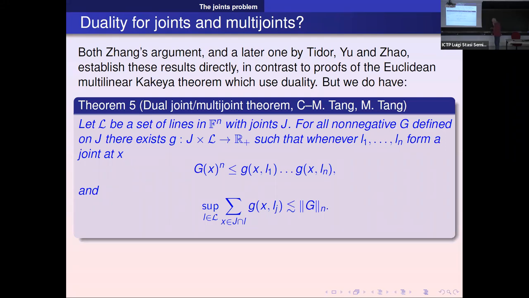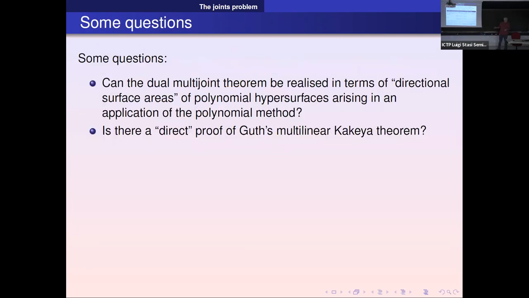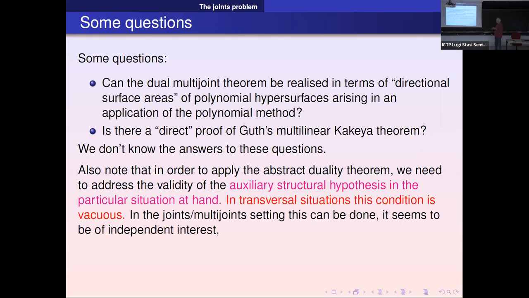But at least formally, the result is kind of true, but we don't really understand the geometry that's going on behind it. So what are the notions of directional surface area and visibility, which I didn't mention? Do they have some analog in this setting? That's still kind of a little bit unclear. So there are some questions. Can we realize this last theorem in terms of geometric concepts which are similar to the ones Guth used? Is there a direct proof, looking at it the other way around, a direct proof of Guth's multilinear decay theorem on the maximal function side? We don't know the answer to these. The auxiliary structural hypothesis is an issue.